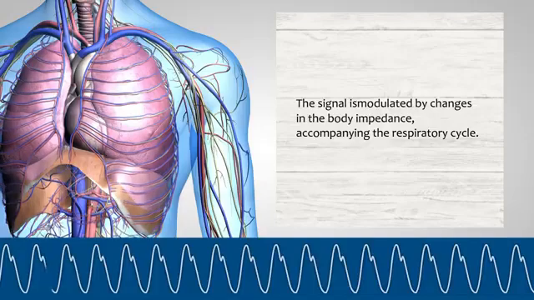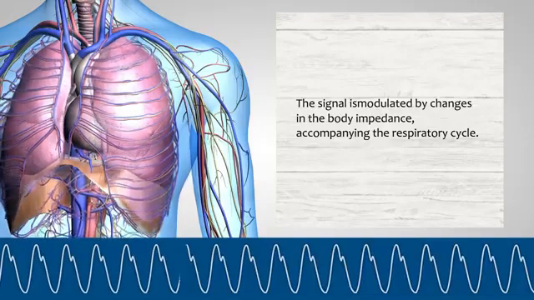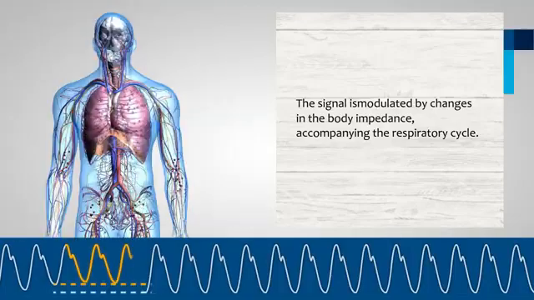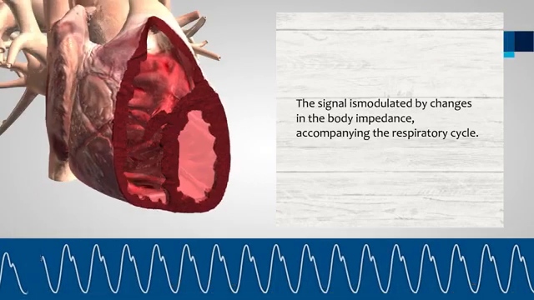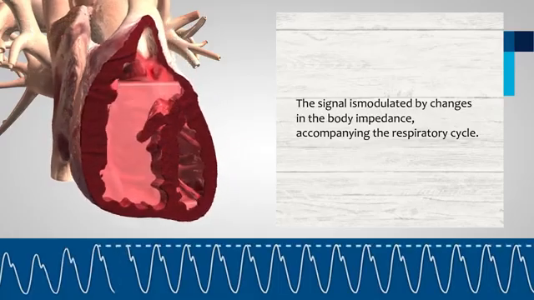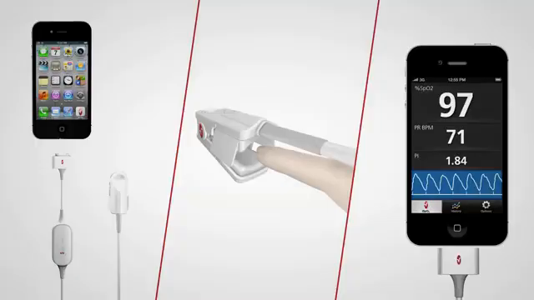The impedance method for measuring respiration rate consists of passing a high-frequency current through appropriately placed electrodes on the surface of the body and detecting the modulated signal. The signal is modulated by changes in body impedance accompanying the respiratory cycle. The next parameter is SpO2.